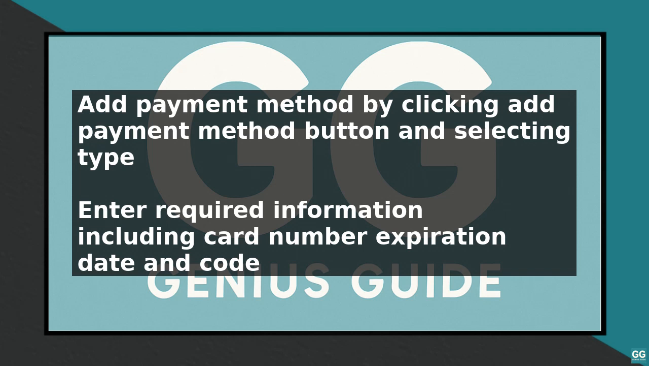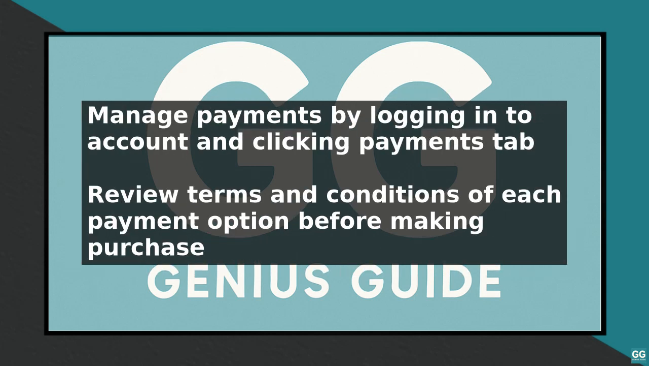To manage your Klarna payments, log into your account and click on the Payments tab. From here, you can view your payment history, upcoming payments, and payment schedules. You can also make payments and update your payment methods.